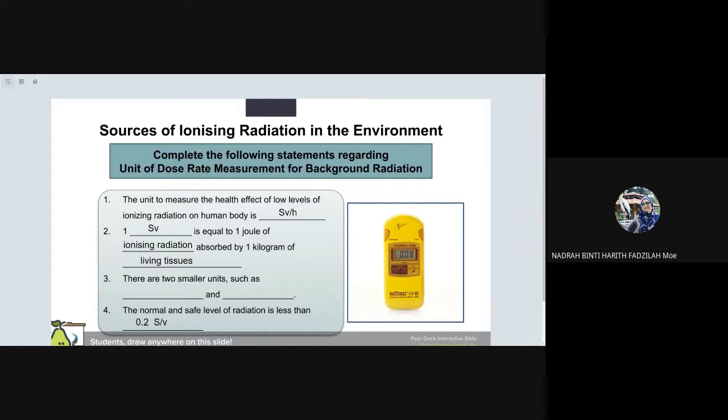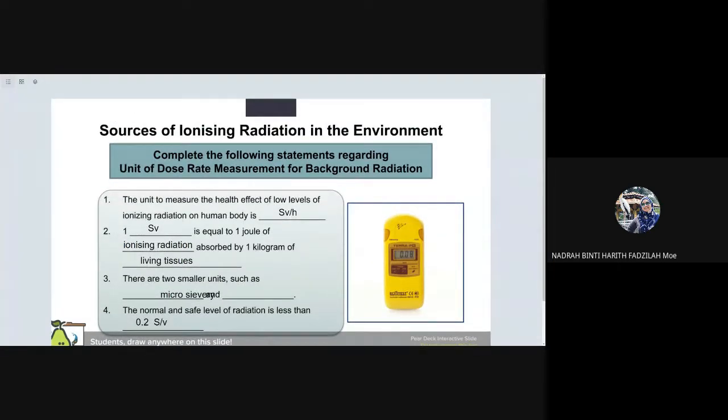So bila kita tulis dekat normal and safe level of radiation tu is less than 0.2 microsievert per hour. Okay, so kalau kita tengok kat sini untuk statement number 3 tu, smaller units tu adalah millisievert and microsievert. Okay, kalau tak ada jumpa simbol micro dalam keyboard tu, tak boleh nak cari macam mana nak tulis simbol microsievert kan. Just type saja microsievert.